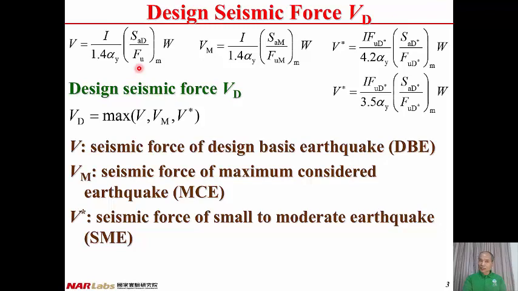And this is design basis seismic force, and this one is maximum considered seismic force. And these 2 are small to moderate seismic forces. And this one corresponds to site class 1, 2, or 3, and this one corresponds to Taipei Basin.